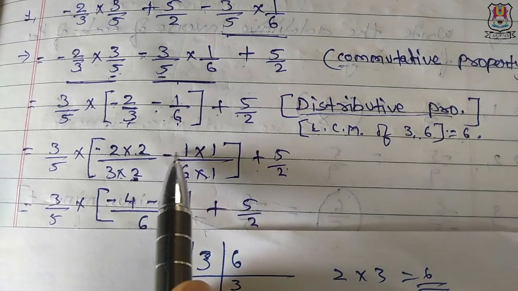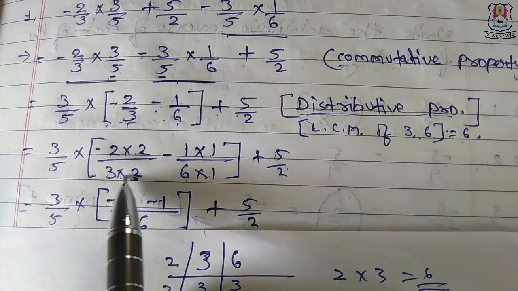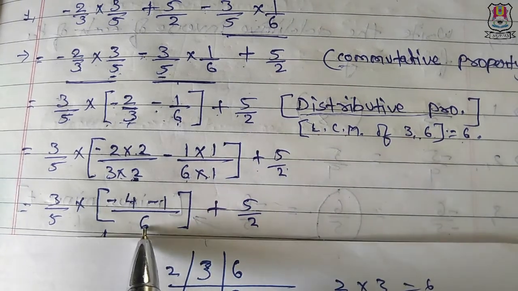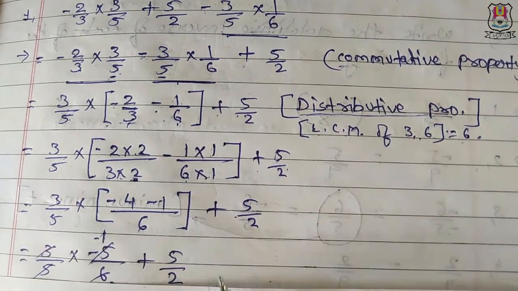Minus 4, again the same thing, minus multiplied by plus, minus 1 multiplied by 1, we got minus 1, and this is common that we have written 6 because we found out the LCM as 6, and plus 5 upon 2 as it is.